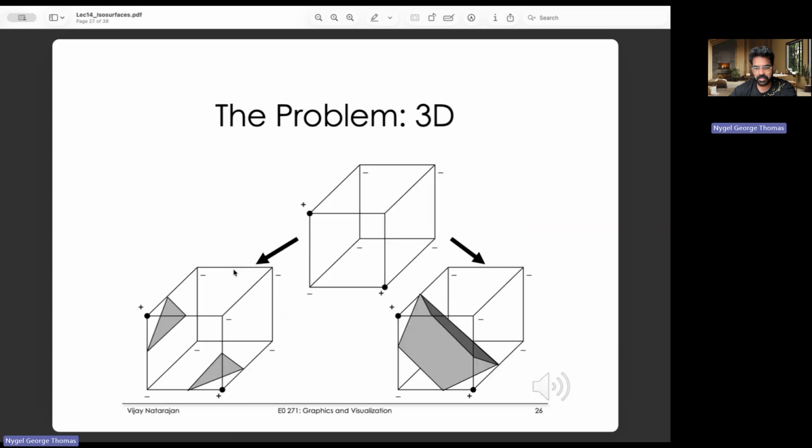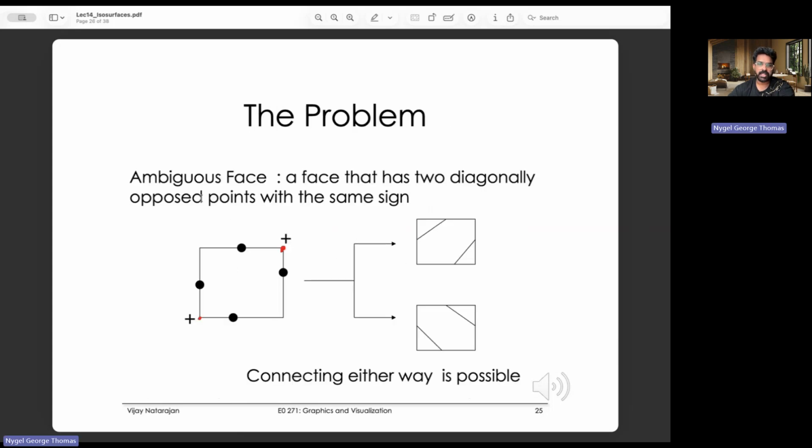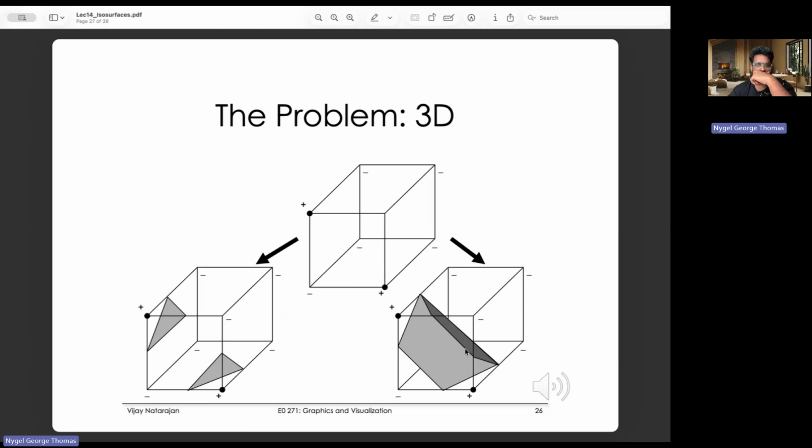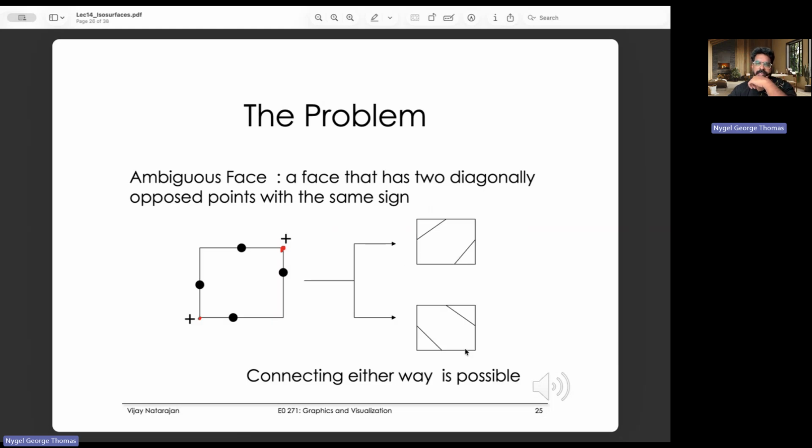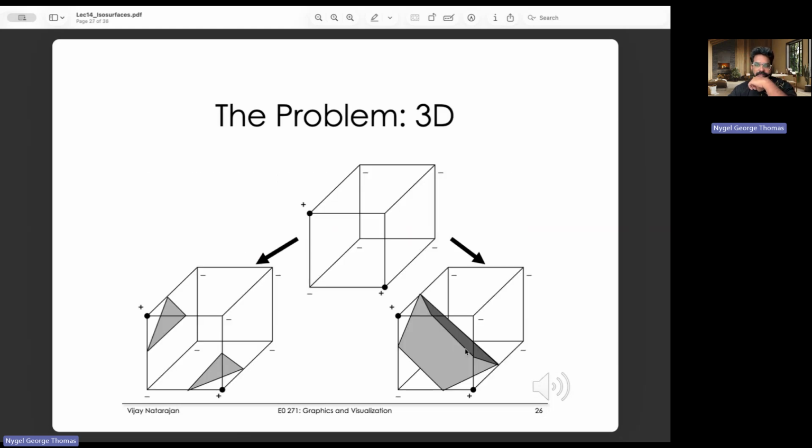So this is a more systematic way of stating the problem. We have an ambiguous face. If the face has two diagonally opposite points with the same sign, then this can be joined in two different ways, like this and in the opposite fashion. So connecting either way is possible. How do we decide which way to connect? That is something we have to decide.